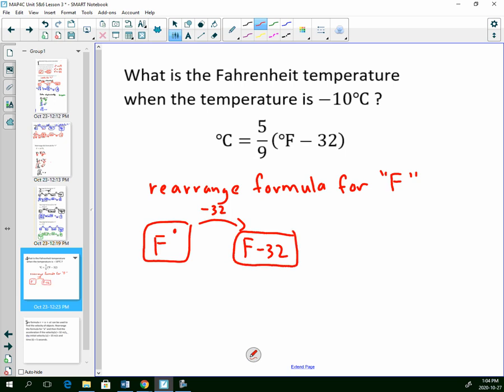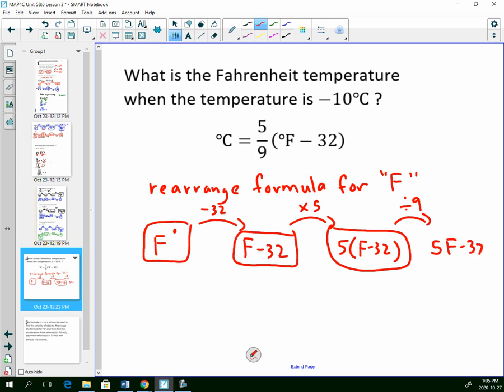I'm going to break the 5/9 into two operations. So instead of multiplying by 5/9, I'm going to say multiplied by 5, which gives me that, and then divided by 9, because 5/9 is really two operations, right? So it's multiplied by 5 and divided by 9. It's just easier when you take it apart. And then that equals Celsius.